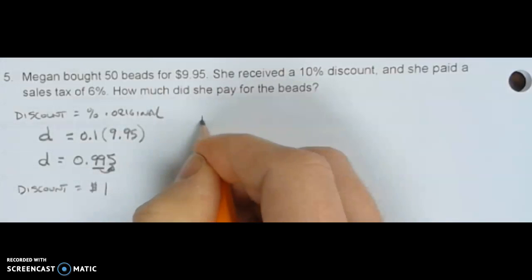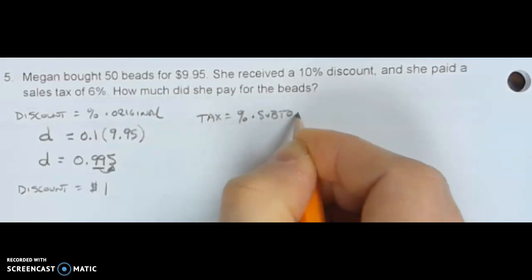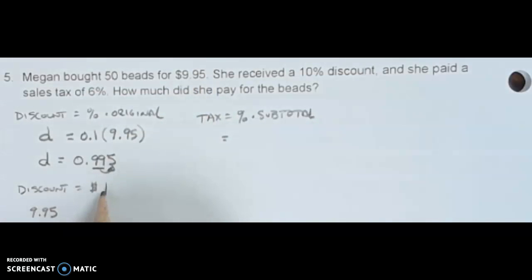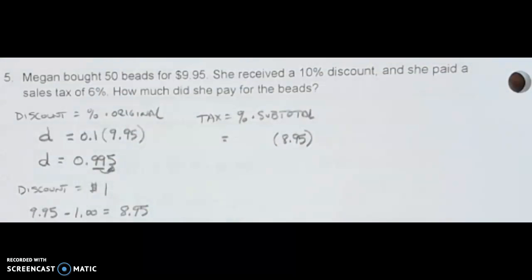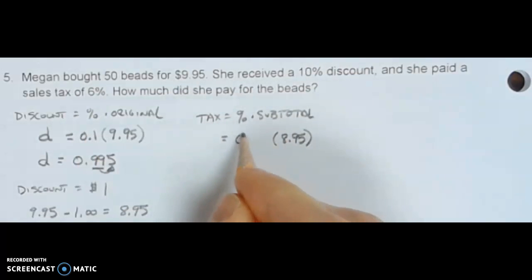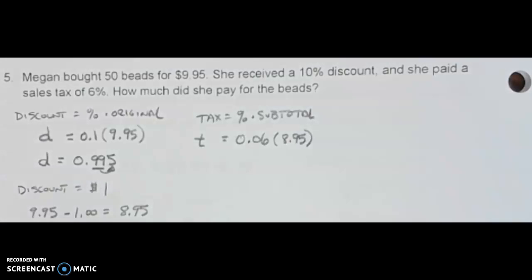Okay, now for the tax, tax is equal to a percentage of the subtotal. We need to figure out what that subtotal is going to be. Well, the original price was $9.95, and the discount was $1, so we're going to subtract off $1, which is going to give us a subtotal of $8.95. Okay, so I know my subtotal is $8.95. The tax rate is 6%. Move the decimal back twice, which is going to be 6 hundredths. And that'll tell you the amount of tax T that you need to pay.